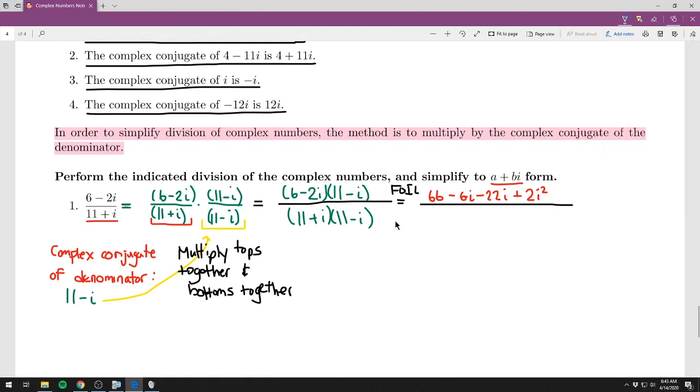Right, now go ahead and multiply the bottoms out as well. 11 times 11, FOIL them out, 121. 11 times negative i is negative 11i. And then next, i times 11 is positive 11i. And the last one, i times negative i is negative i squared. Follow the same pattern that we did when we multiplied for each step. You multiply by FOILing out, and the next immediate thing to do is plug in i squared is negative 1. You gotta do it on the top and bottom here.